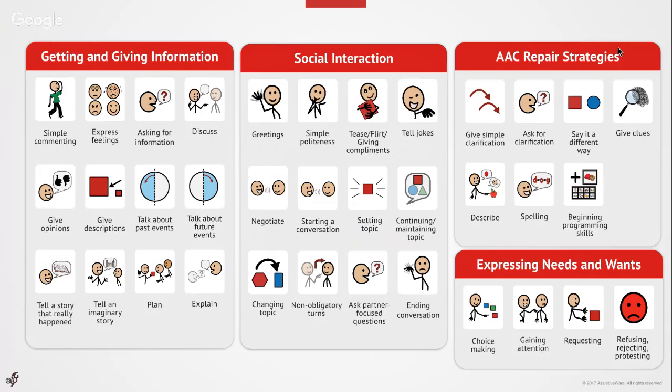Expressing needs and wants is very well covered by most people. It seems to be a fan favorite. So instead of expressing needs and wants, you have choice making, getting attention, requesting, directing, etc. Your goal should be that, at the end of your intervention, you've covered all these functions.